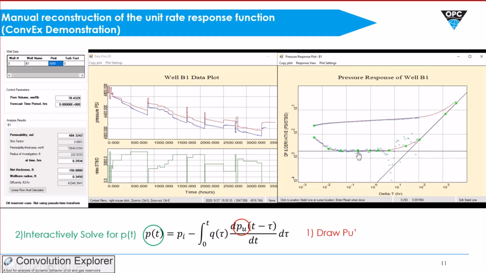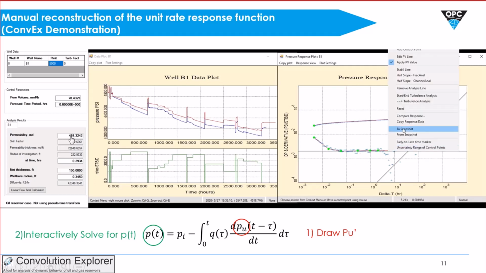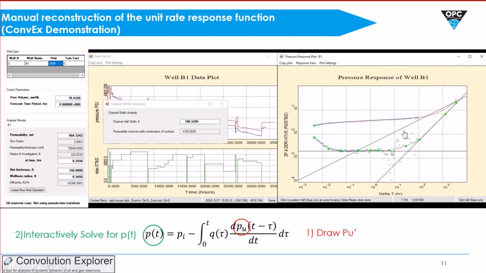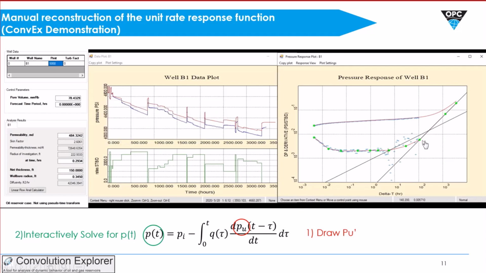So here I set my radial flow line. With the noisy data, it's coming out at about 484 million. I go to my channel half slope. Like I said, the derivative is upturning, even though it's noisy data. My geologist tells me I'm in a channel. I set it about there, and I move my control points onto this one.